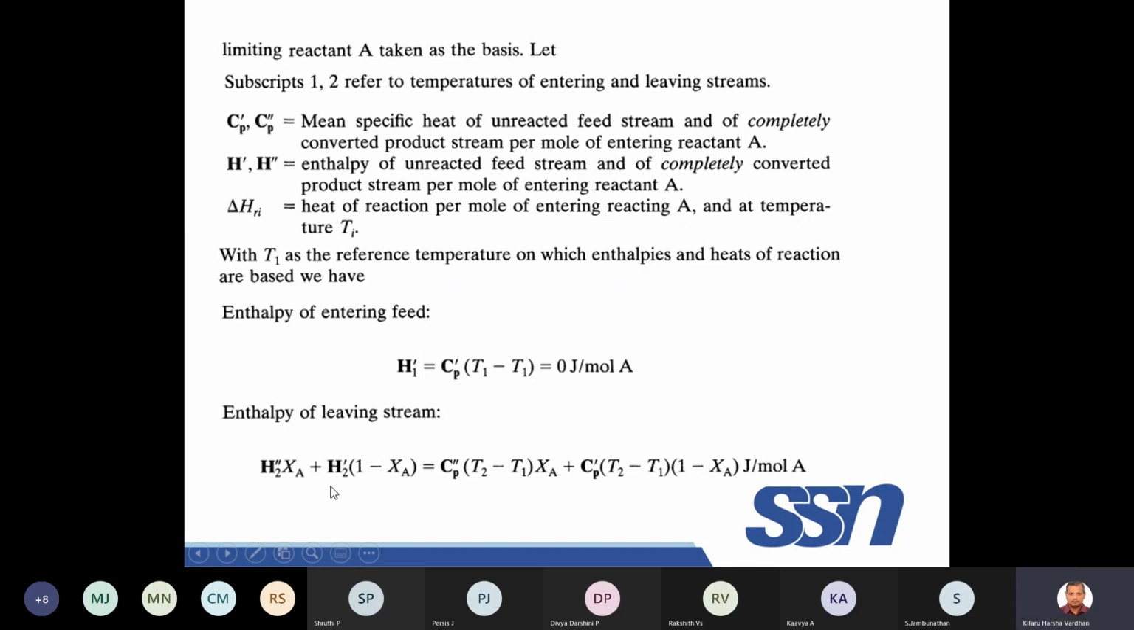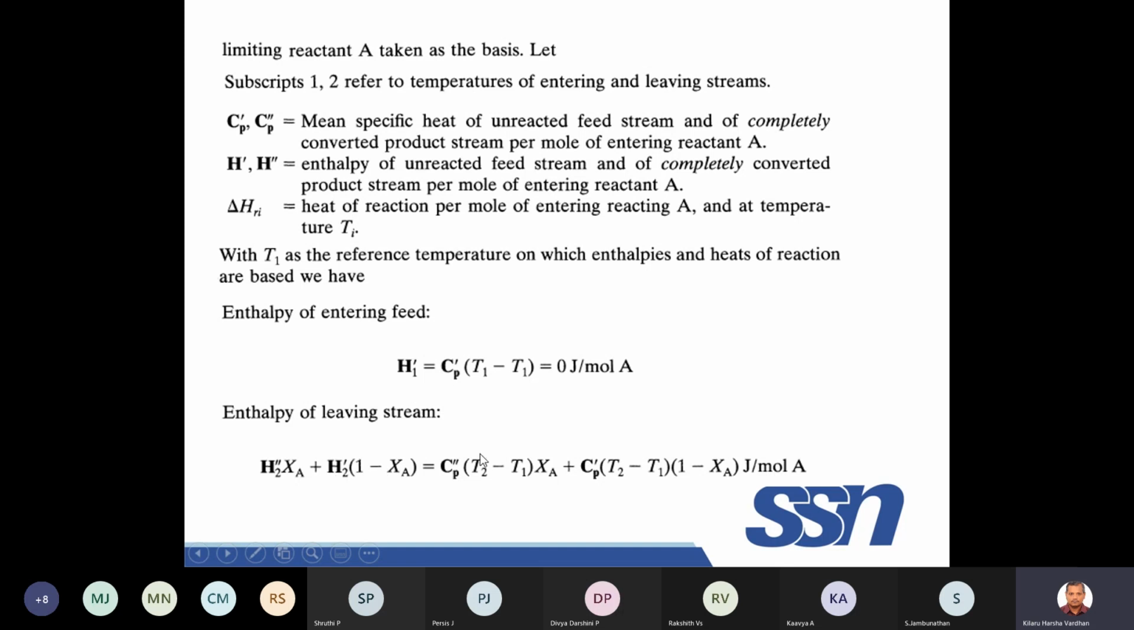Then the enthalpy of the leaving stream depends on how much is being converted. That is the enthalpy of the products. XA is the product which is being formed from the reactants. And then how much is unconverted? 1 minus XA becomes unconverted, whereas XA becomes converted to the product. 1 minus XA is the unconverted reactant, multiplied by its enthalpy.